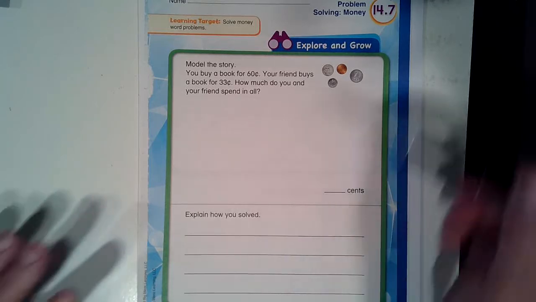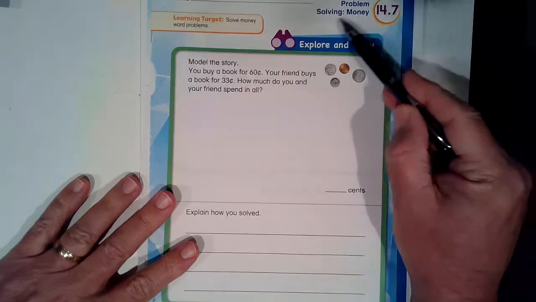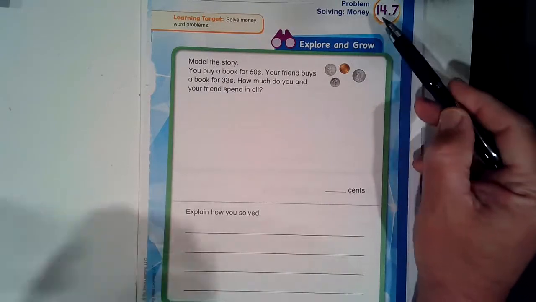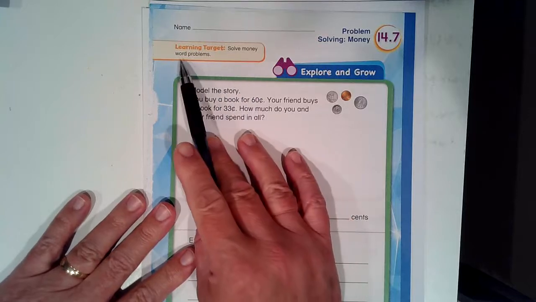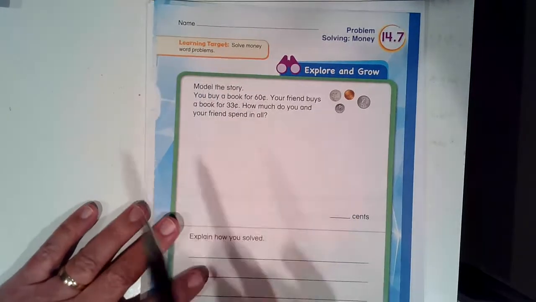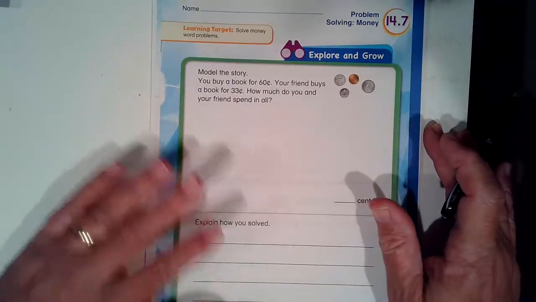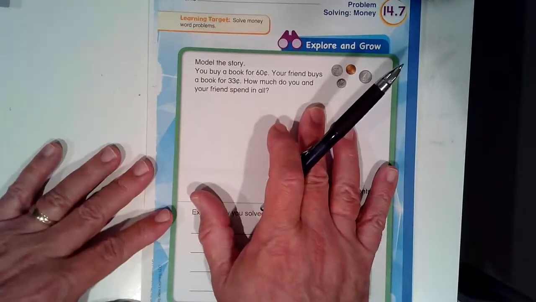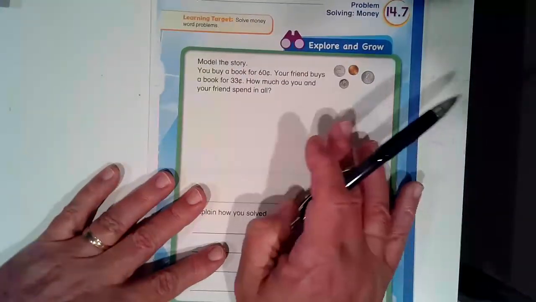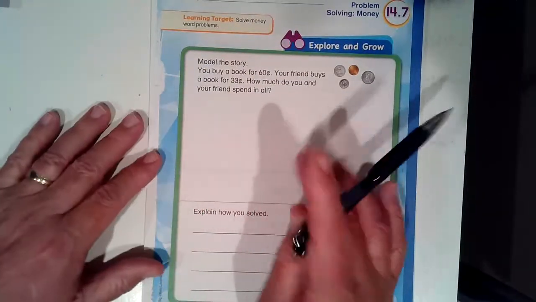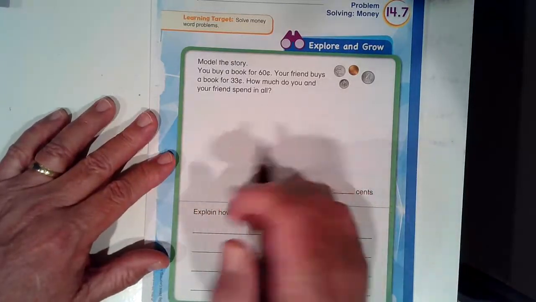We are on lesson 14.7, and it's working with money word problems. Today, our target is solve money word problems. And I'll just tell you that as you get older and older, most of the problems that are not out of a math book are going to be around money. Okay, so it's important to learn how to work with money.